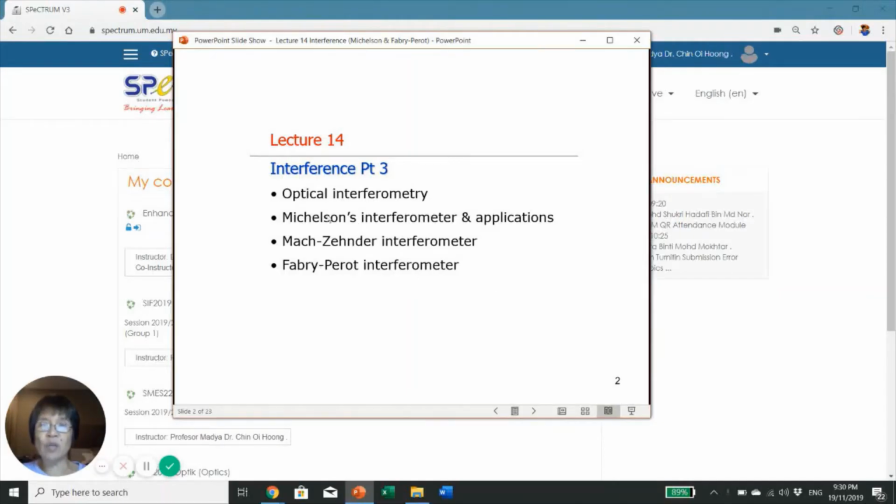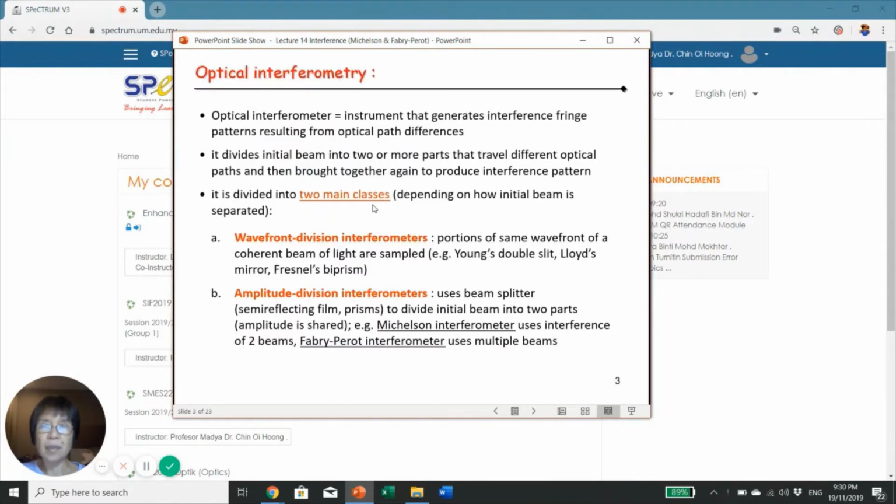So we continue on the topic of interference, and we'll look into Michelson interferometer and Mach-Zehnder as well as Fabry-Perot interferometer. As we define, an optical interferometer would be an instrument that can generate interference fringes arising from optical path differences.